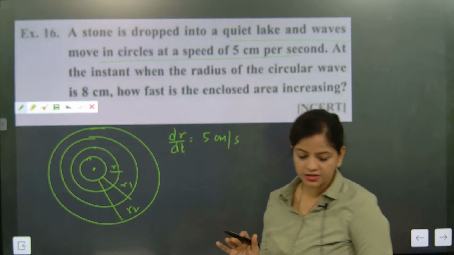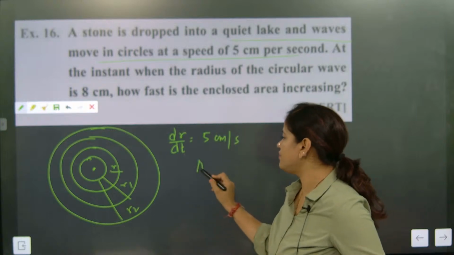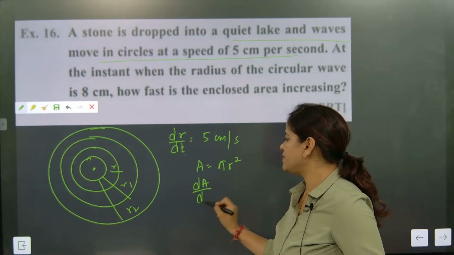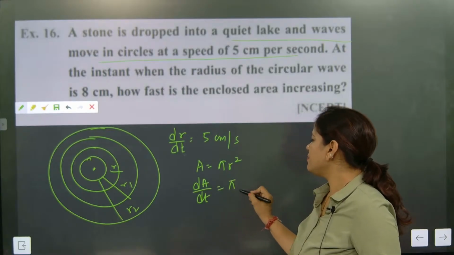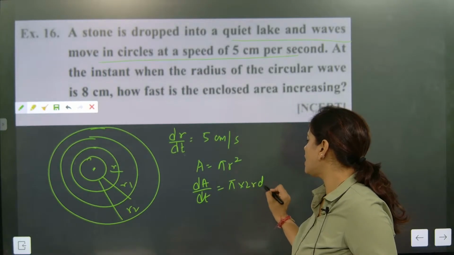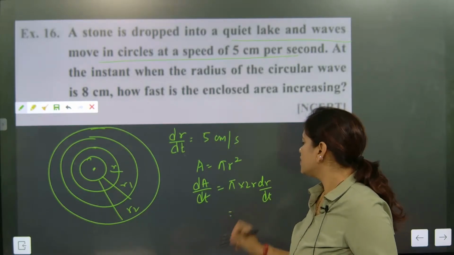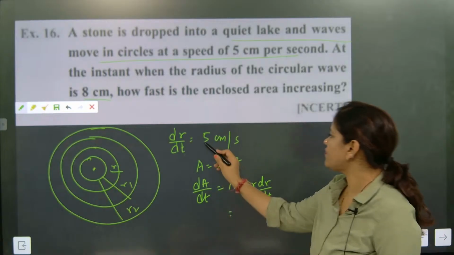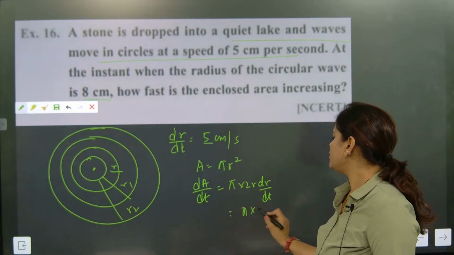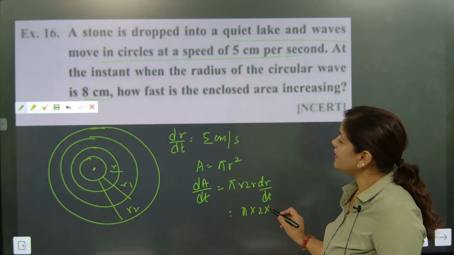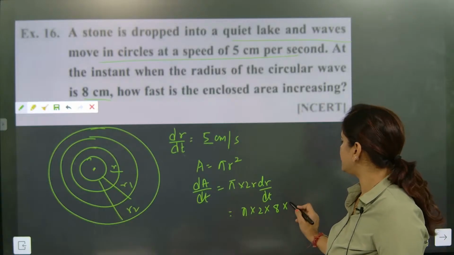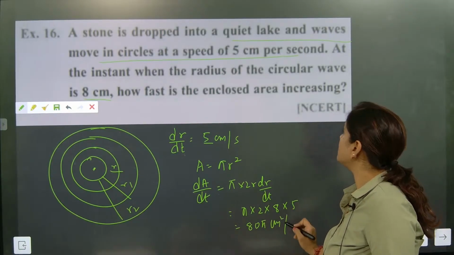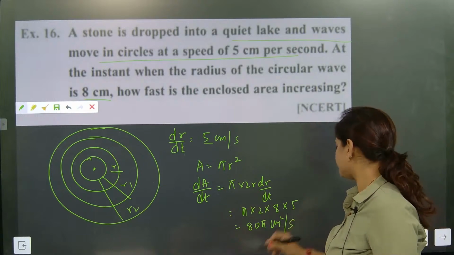Now, beta, dr by dt is coming as this much. Area of a circle will be what, beta? Area of a circle is pi r square. So dA by dt, because impulse generated, if you differentiate it will become pi into 2r dr by dt. Correct? So here the radius is telling as 8, and here dr by dt is 5. So pi into 2 into 8 into 5 is coming as 80 pi square centimeter per second.